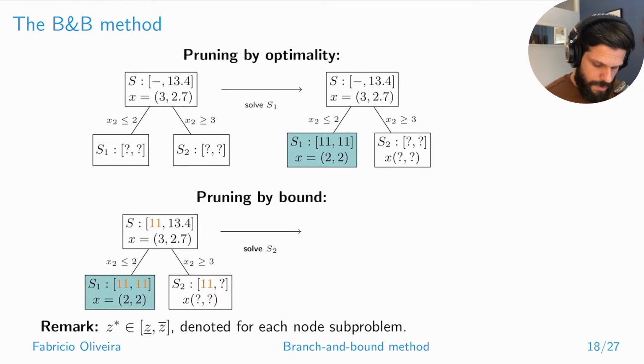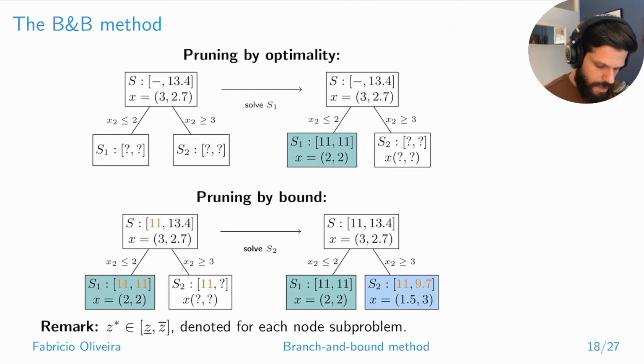And so I go about and solve S2. And then when I solve S2, I notice that I get a dual bound that is 9.7. That was after I added this constraint. So a dual bound of 9.7 with a fractional solution here. So the first reflex we would have, well, this is fractional, so I have to carry on and generate further nodes.